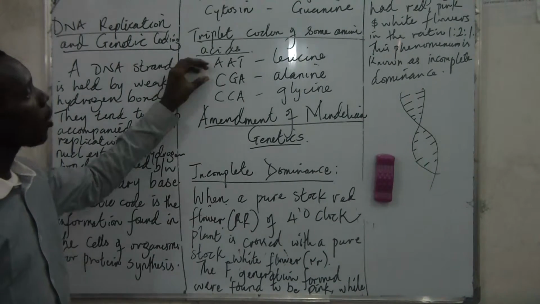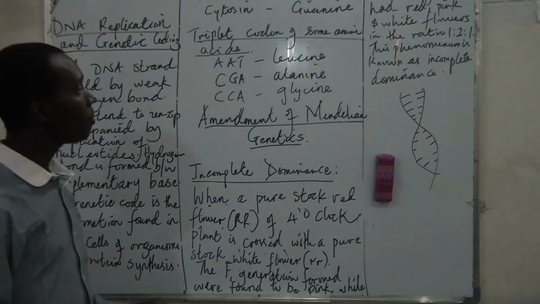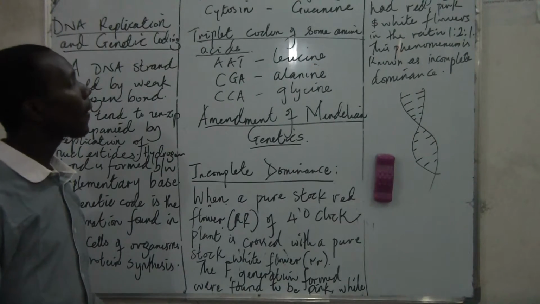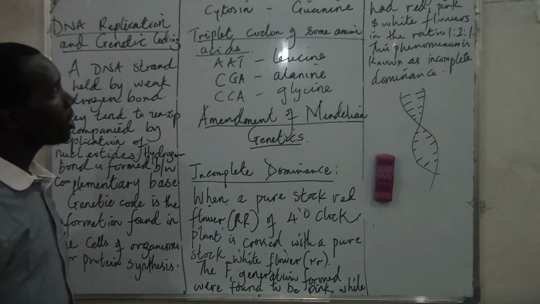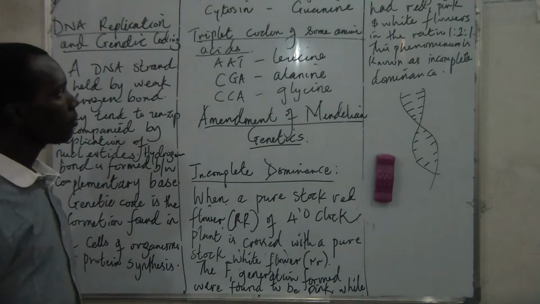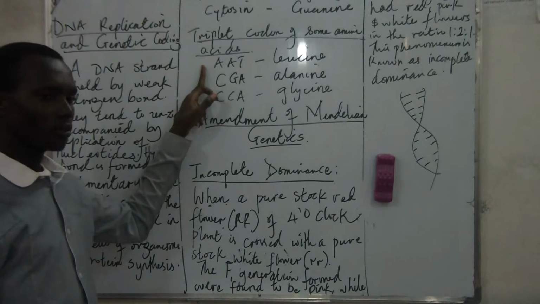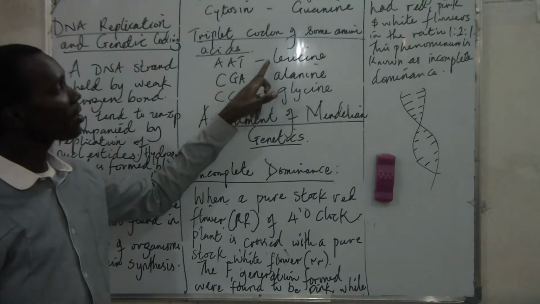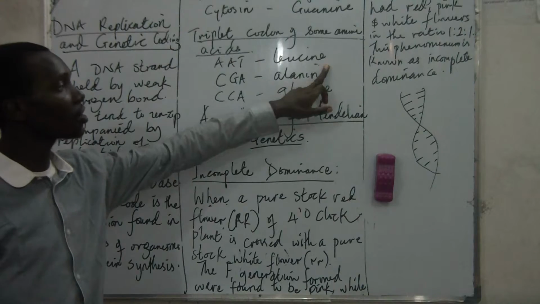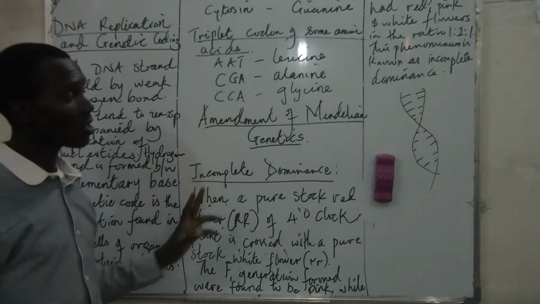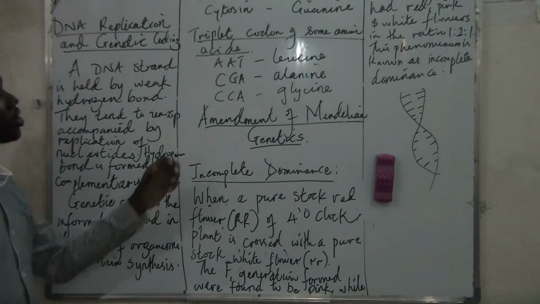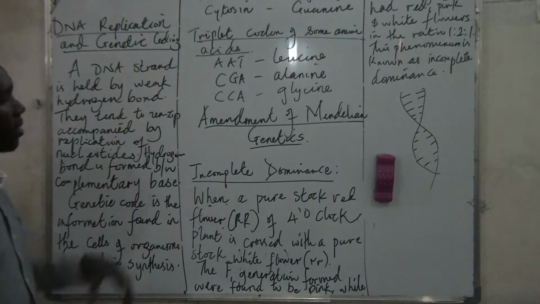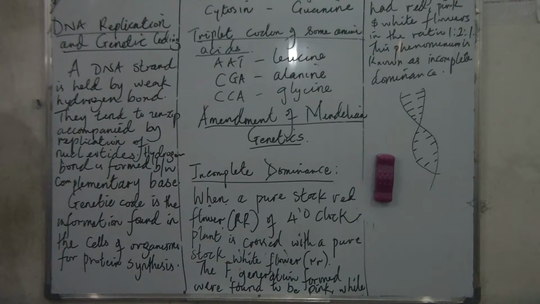So these are what we call triplets, and these triplets also have their complementary aggregation. They complement each other. So you find that when you have leucine synthesized, alanine is also synthesized, and glycine is also synthesized. So this is just like a brief summary of DNA replication and genetic coding.